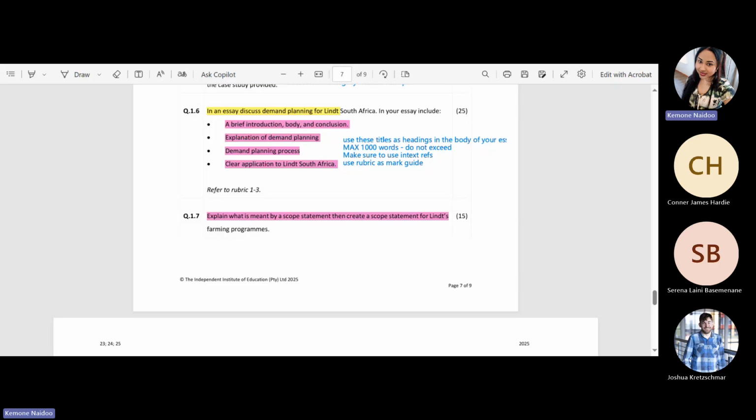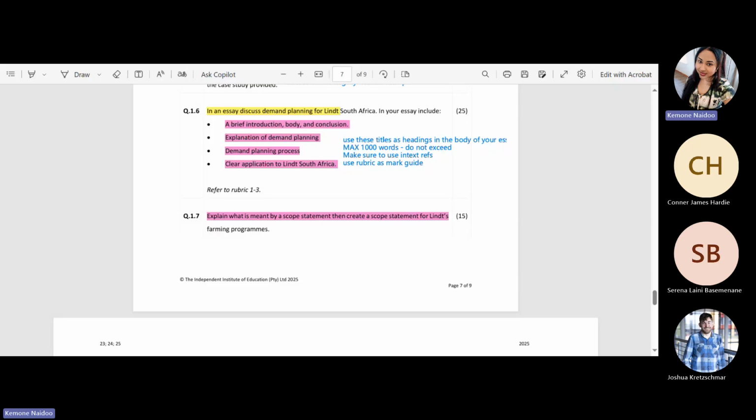So in your introduction, if you look at the other bullet points, they are what you need to include. Okay, so an explanation of demand planning and then the demand planning process. So in your introduction, maybe discuss how you're going to elaborate on these two. Okay, so something to that effect. It can be anything of your choice, but just keep it brief. Your introduction shouldn't even be the length of a paragraph. It should be half of that. Okay, so keep it short, between like 3 to 5 lines, or even shorter than that.